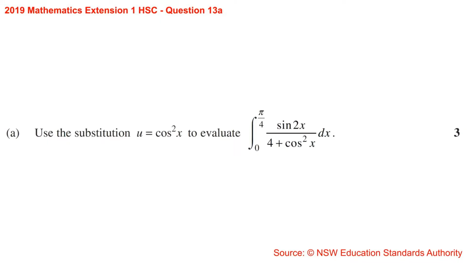Question 13a. Use the substitution u equals cos squared x to evaluate the definite integral from x equals 0 to x equals pi over 4 of sine 2x over 4 plus cos squared x dx.